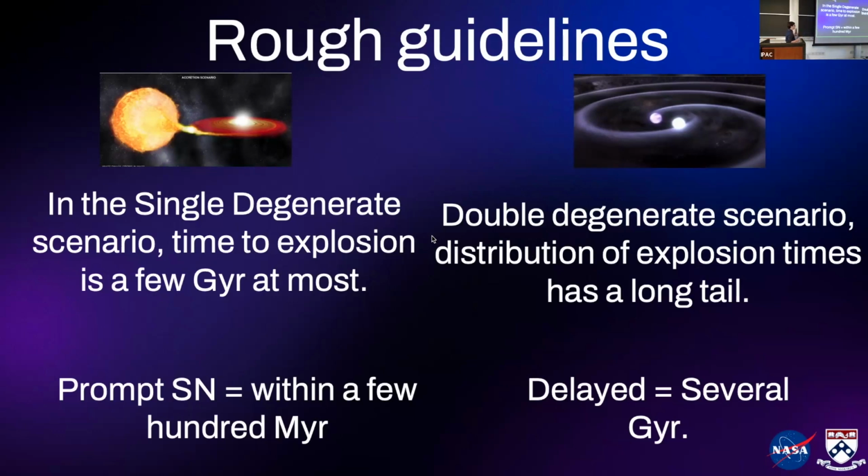But I'm also going to use the term prompt supernova, which means something that explodes within a few hundred megayears of the binary forming, and also a delayed supernova, which takes several gigayears to explode. So as you can imagine, a delayed supernova is more likely to be double degenerate, but these are not actually the same thing, because one is a phenomenological explanation, and the other is just observational. All right, let's keep moving.